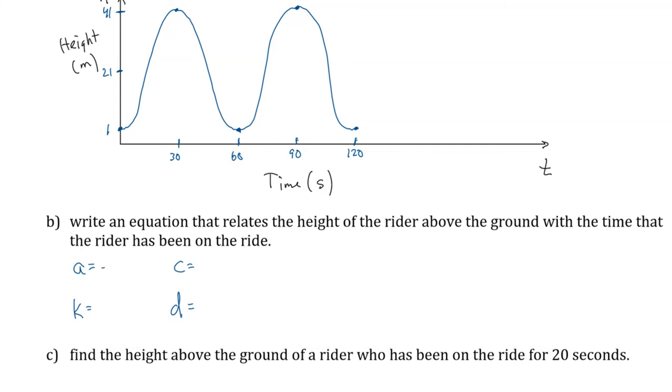So A is going to be negative because it's reflected. And it is the amplitude, half the distance from the max to the min. We've already done that. We went up 20 and then up 20 again, right? So it's 20, negative 20. C is 0. D is the 0 line. Again, we marked that, so it's 21. K is the only one that requires a little bit of work. So it's 2 pi divided by the period. The period is 60 seconds. That was given in the question. Simplify that to pi over 30. And then just write it out.